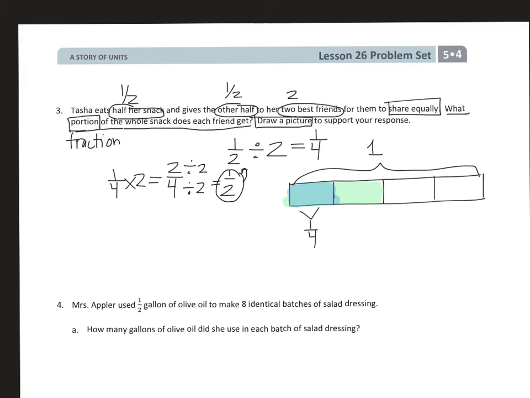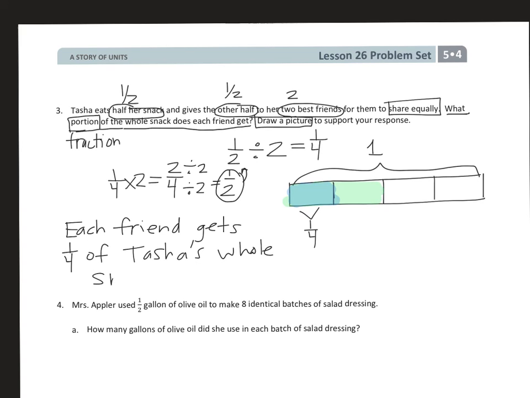So let's go ahead and write our sentence. We can say each friend gets 1/4 of Tasha's whole snack. Period. All right? Make sure you have that sentence. Remember, all word problems need to have a sentence because they're asking you a question, and replying by saying 1/4 doesn't really answer the question.